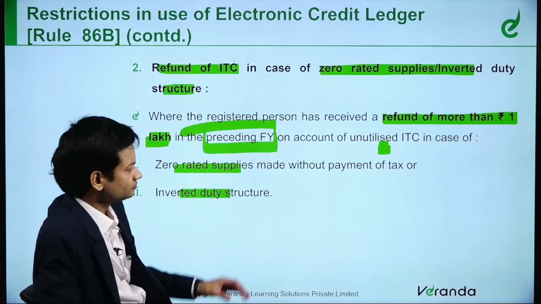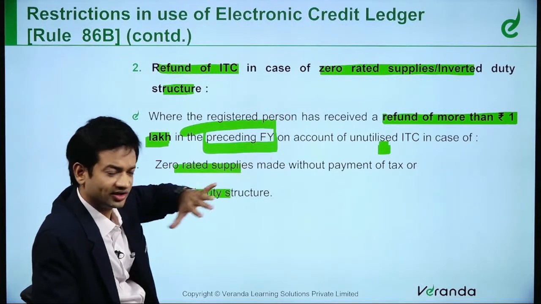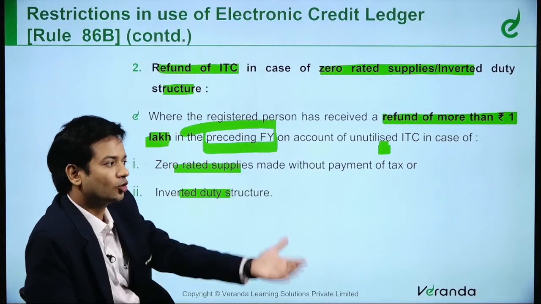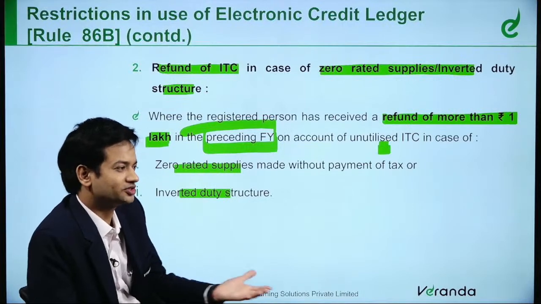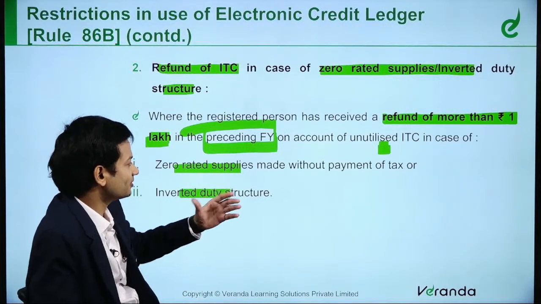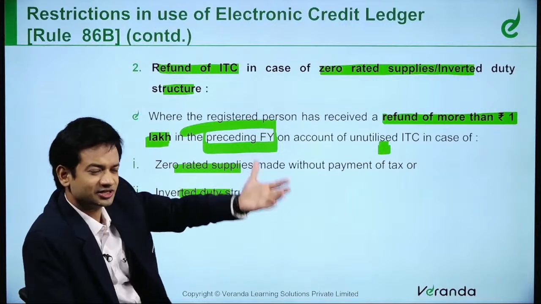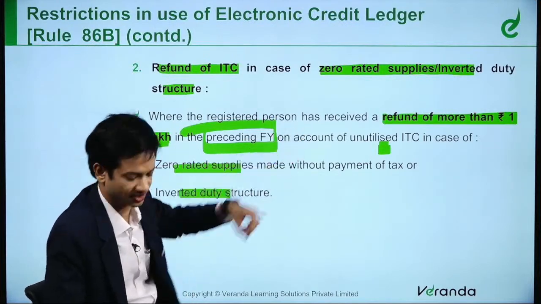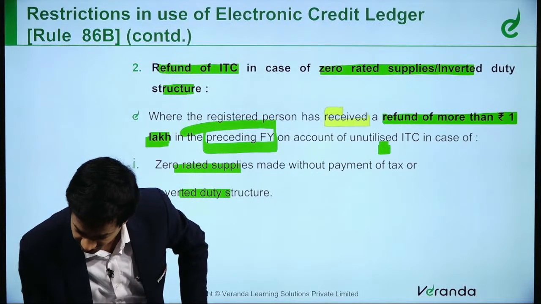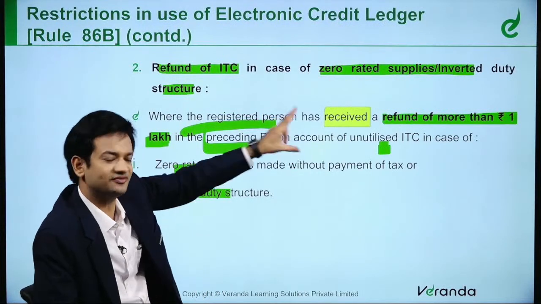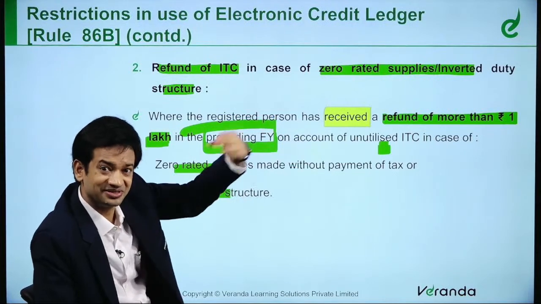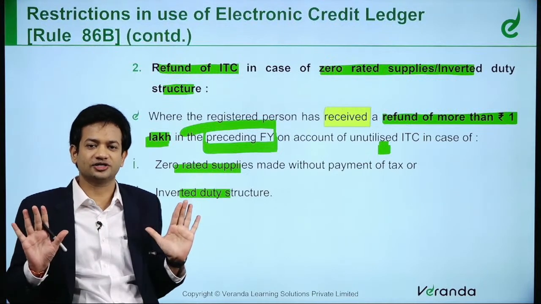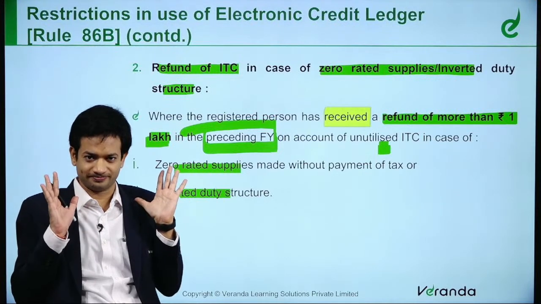So see, the logic is they are saying that if I have done inverted duty structure, what is inverted duty structure? If my rate of inward is higher than rate of outward. So my raw material is at 12% and my output is at 5%. Or if I have made export supplies or SEZ supplies without payment of tax and I am claiming refund, and I have received a refund, not applied, received a refund. Please note it is received a refund. So if I have received a refund of more than 1 lakh rupees in the preceding financial year, in that case in the current financial year, this rule 86B cannot be applicable to me, right?